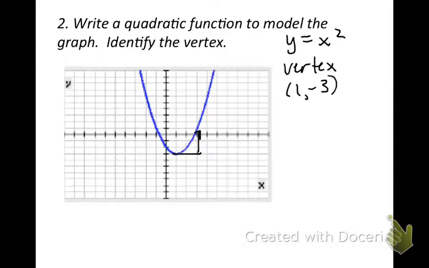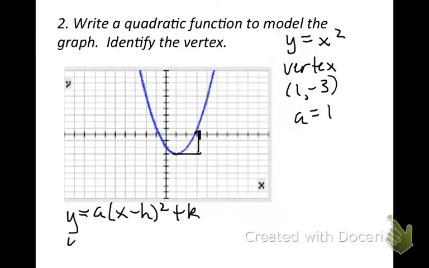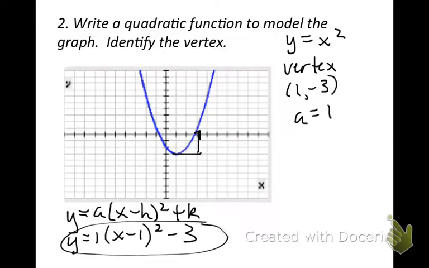So that is not skinnier or wider than the parent function. So I know that my a value is just going to be the same as the parent, and it's 1. So I can use that general form of a quadratic function in vertex form: y equals a times x minus h quantity squared plus k. So y equals 1 times x minus 1 quantity squared minus 3. And that's the equation that creates the graph that you see.